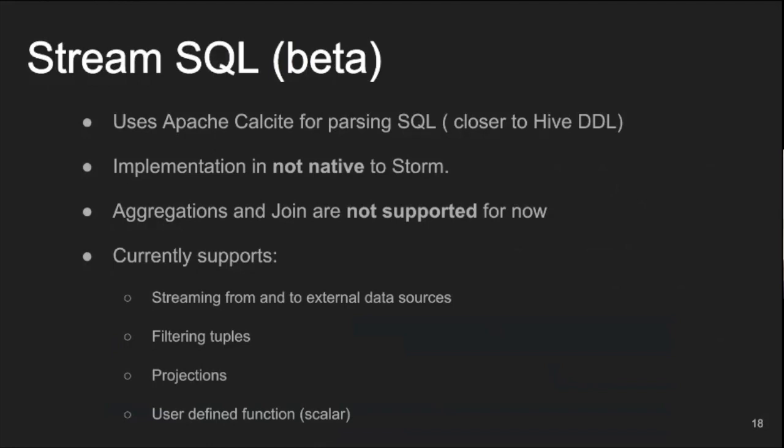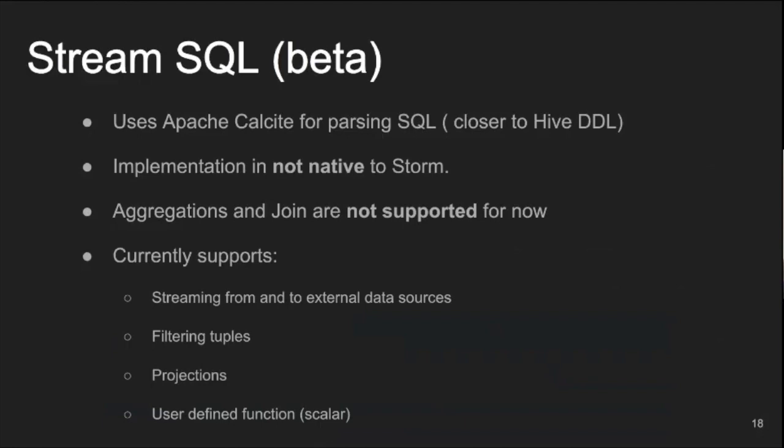Streaming SQL. We added streaming SQL in a beta version. It uses Calcite for parsing SQL, really closer to the Hive data definition language. Implementation is not native to Storm, so some of the things, the aggregation and joins, are not supported at this time. Eventually, it will become native, and we will be supporting these functionalities as well.